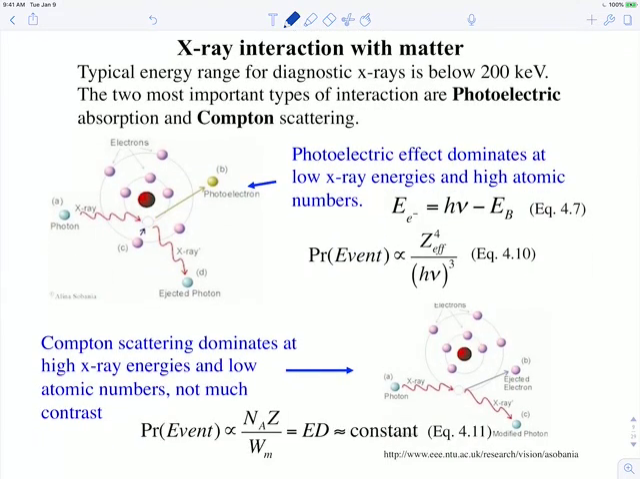So this is just emphasizing once again that photoelectric effect is typically what we see at the low X-ray energies that we deal with for in vivo imaging. Compton scattering happens at higher X-ray energies, and it's something that we try to minimize.